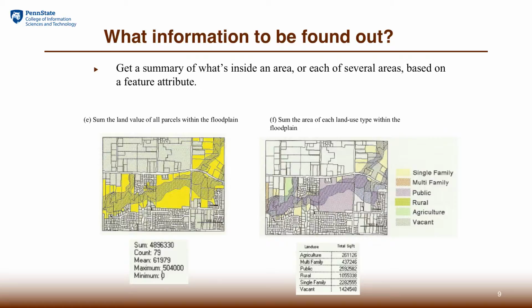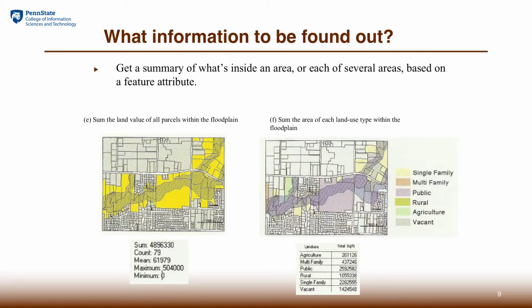The two more complicated cases are when we want to sum the value of the target feature and generate a summary. So for example, in map E, we have 79 parcels inside the floodplain, and we can sum up the land value for all those parcels and generate one number.